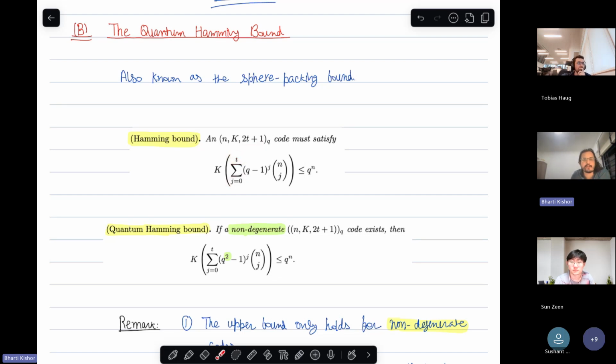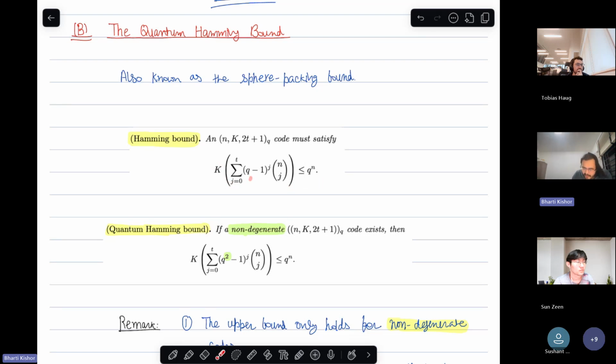I'm giving you intuition for why we have this bound in this form. Let's say you have j errors. The j errors can happen at j places. Let's say we are working with an alphabet of size q, then there are q minus 1 possible errors that can happen. You are just counting all possible errors that can happen, times the size of your code space, and it should be upper bounded by the size of the entire space.